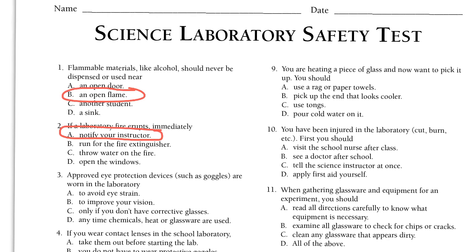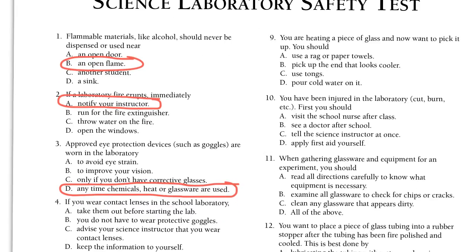Number 3, approved eye protection devices such as goggles are worn in the lab to A, avoid eye strain, B, improve your vision, C, only if you don't have corrective glasses, or D, anytime chemicals, heat, or glassware are used. D. And I do have goggles available if you want to use them when we dissect. Sometimes your dissection partners can be messy, and they might splatter something on you. So that's an option.